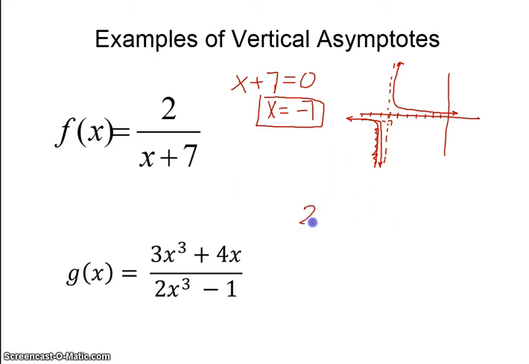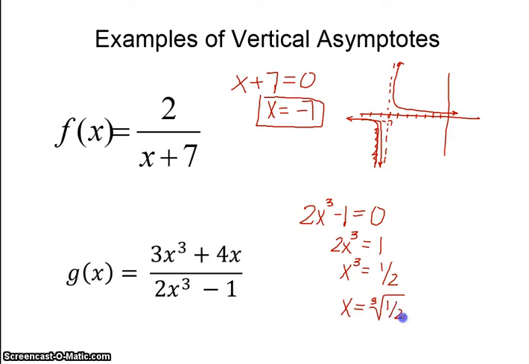On the second one, it's not quite as pretty, but I still follow the same process. So I have 2x cubed equals 1, so x cubed equals 1/2, and then x is equal to the cube root of 1/2, which is about 0.794. And if you look at your graph, there's an asymptote right about at 0.7, 0.8. It's kind of hard to tell unless you zoom in exactly where that is. That's how you find vertical asymptotes for your rational functions, just setting the denominator equal to 0.